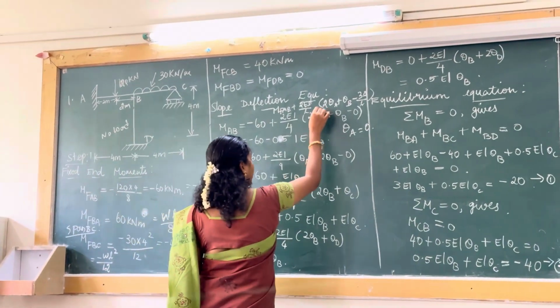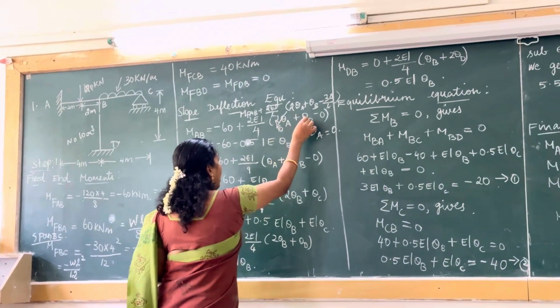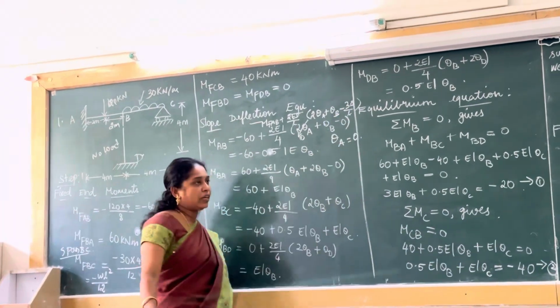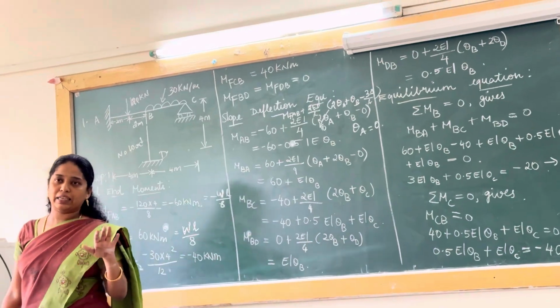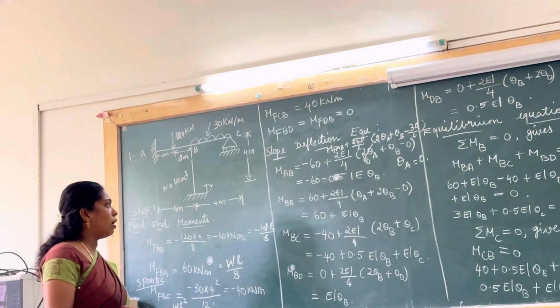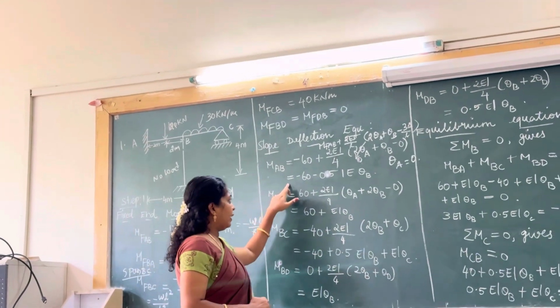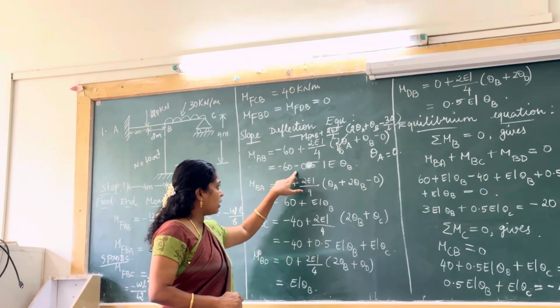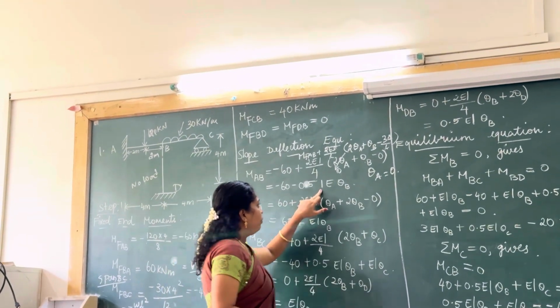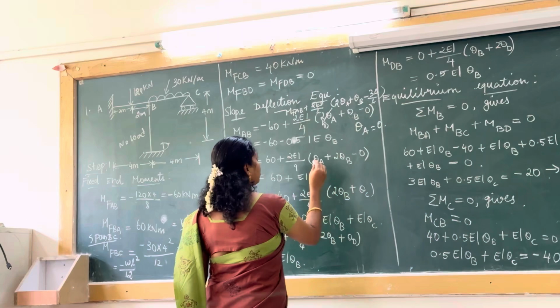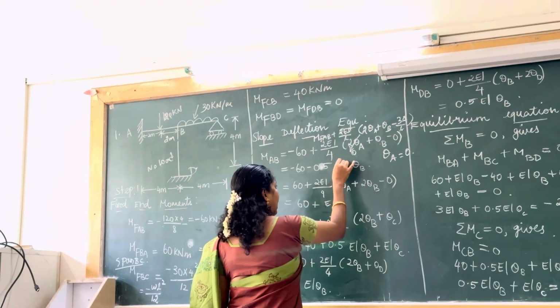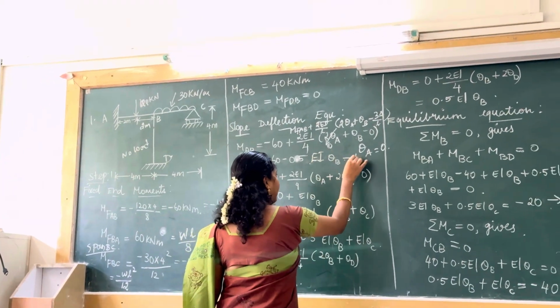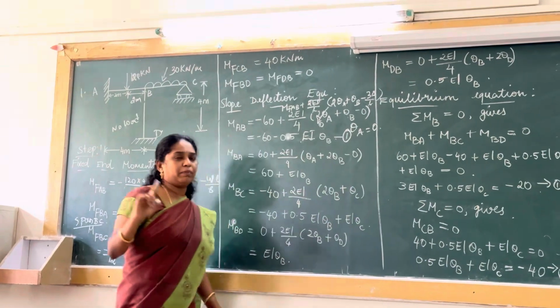So we are substituting theta A as 0 and then theta B, and also here there is no sinking in the support, so the del value is also 0. Now we are getting the equation as minus 60 plus 0.5 EI theta B. We will take it as equation number 1.